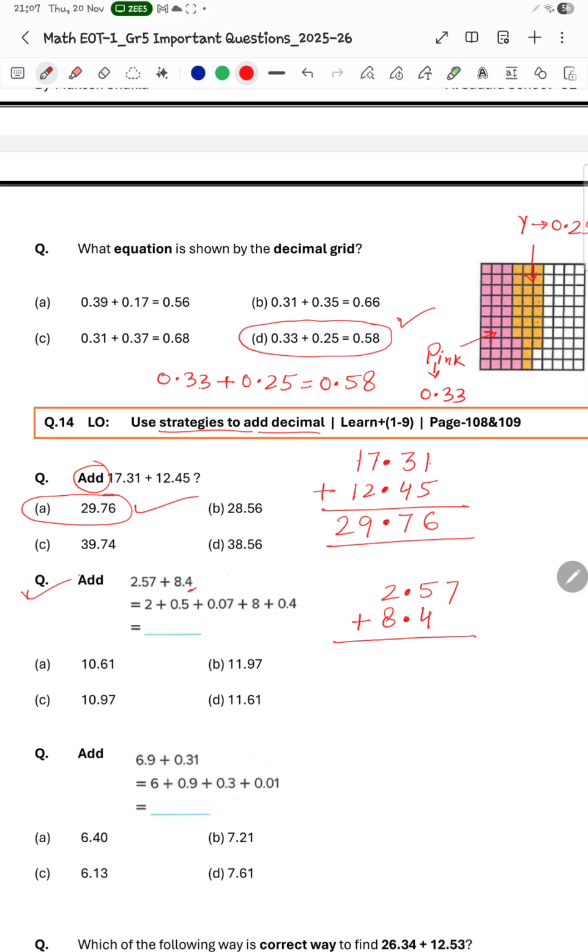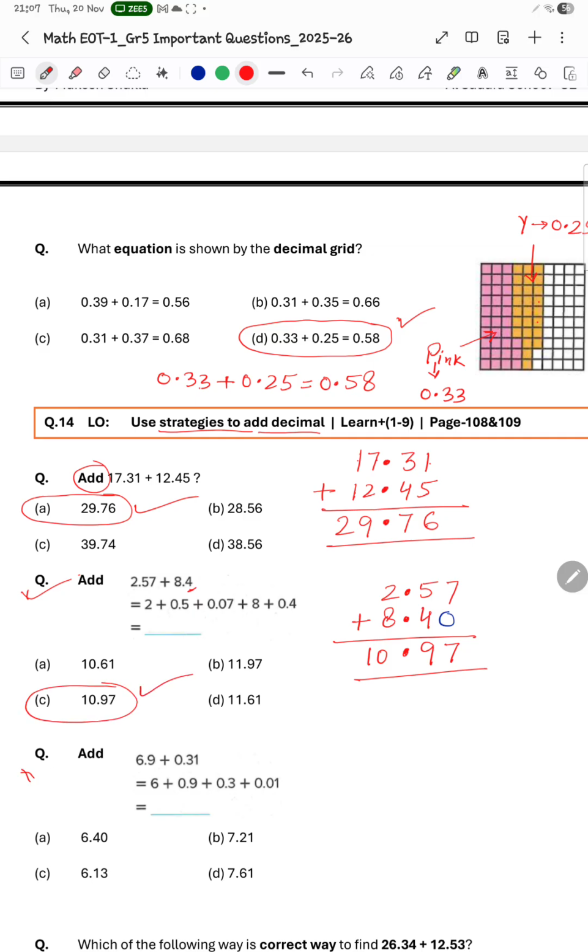Now I have to add. Since we do not have any digit below 7, I will put 0 from my side, and now I will add them up. So 7, 5 and 4, 9, dot will remain the same, and 8 plus 2 is 10. So my answer is 10.97. Option C is the correct one.